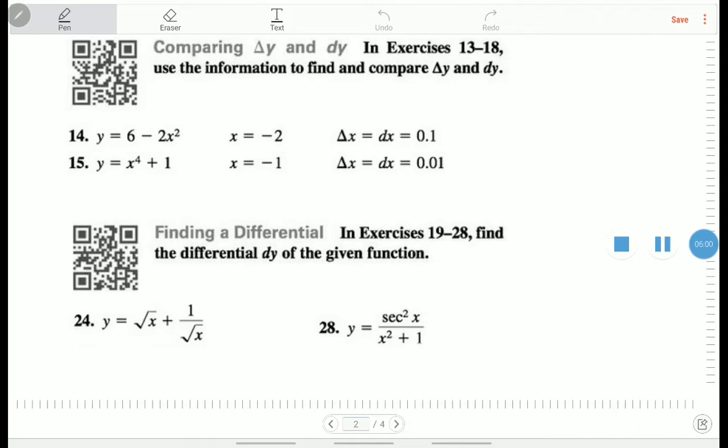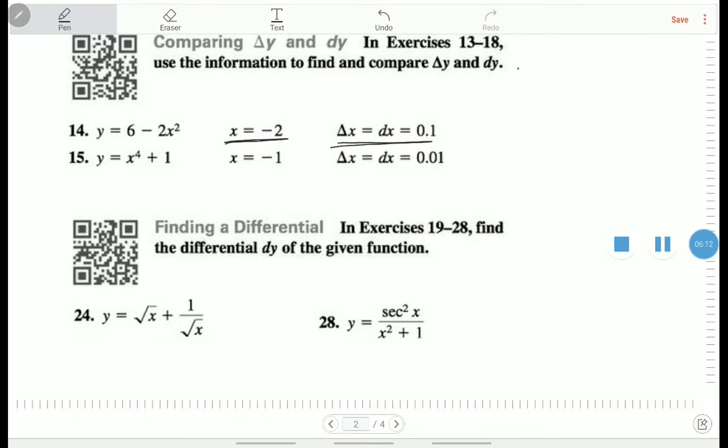So if we look at number 14, we have this function y equals 6 minus 2x squared. We're looking at x equals negative 2, and our delta x is 0.1. Let's start by finding delta y. Delta y is going to be the exact change in y. So by definition, and this is a definition you may want to write down in your notes, it is f of x plus delta x minus f of x.